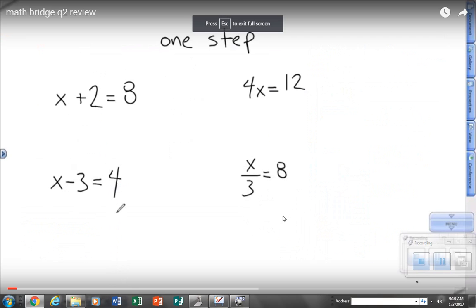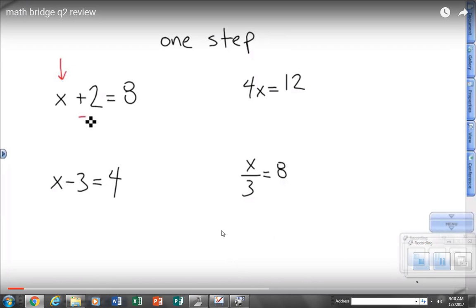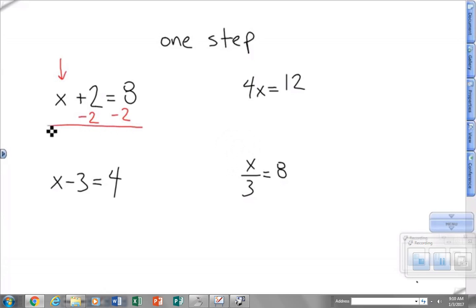For the first problem there, these are one-step equations, so I'm solving that equation for x, which means I need to get rid of that 2 that's by it. I want to get this x all by itself. The opposite of adding 2 is subtracting 2 on both sides. Those 2's will cancel away because opposites cancel. Bring the x straight down. Bring the equal straight down. 8 minus 2 gives me 6.